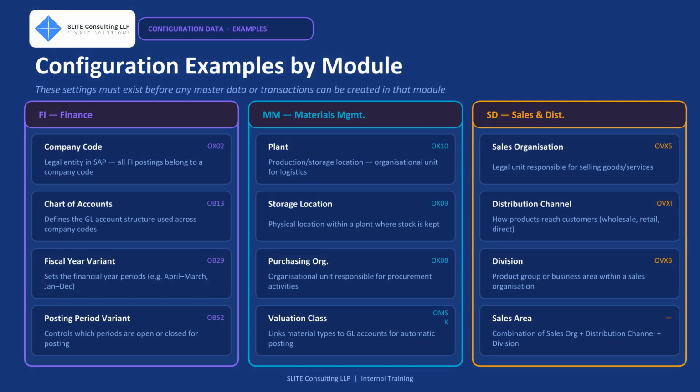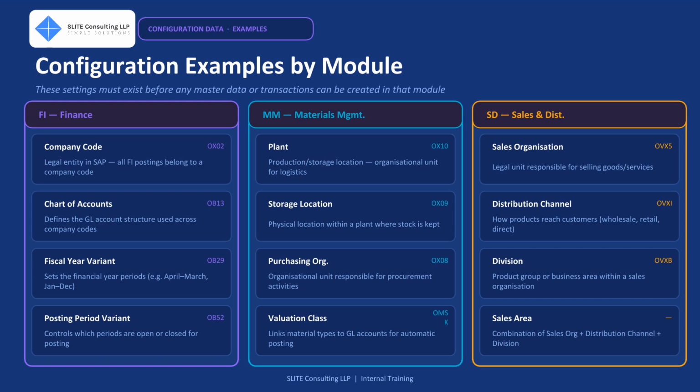In the finance module, the company code, which represents Acme Manufacturing as a legal entity, is configuration. The chart of accounts, which defines Acme's general ledger structure, is configuration. The fiscal year variant, which sets whether Acme's financial year runs January to December or April to March, is configuration. None of these are facts about Acme's business operations. They are the rules of how Acme's operations will be recorded.